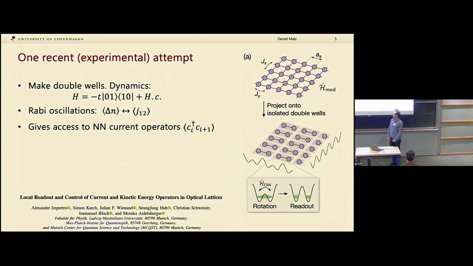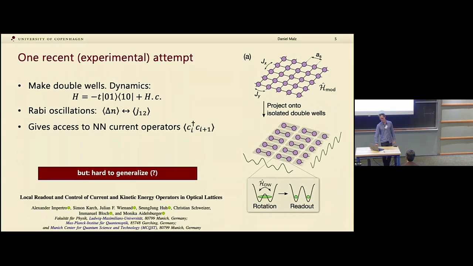And that's very nice. You can also, of course, measure superpositions of these. But one thing you notice is that this is not so easy to generalize. Suppose I now wanted to measure C_i dagger C_j across a larger distance. There's no obvious way you would make a double well between those and then make them exchange particles. So maybe we need different approaches.